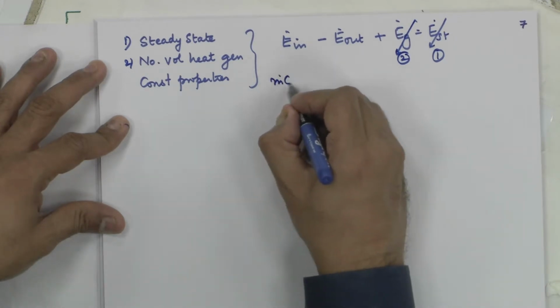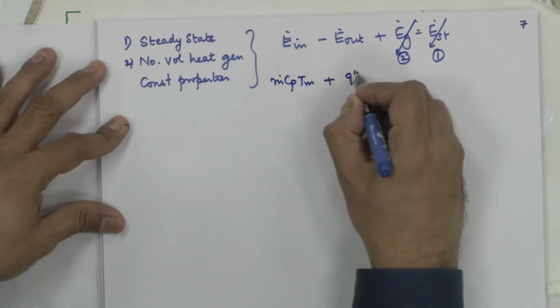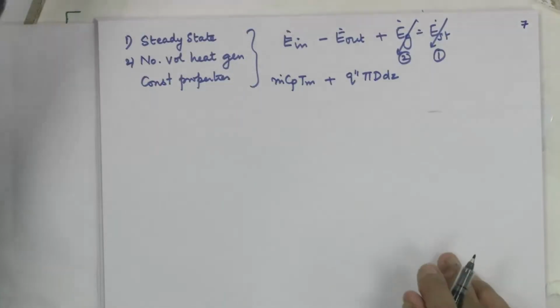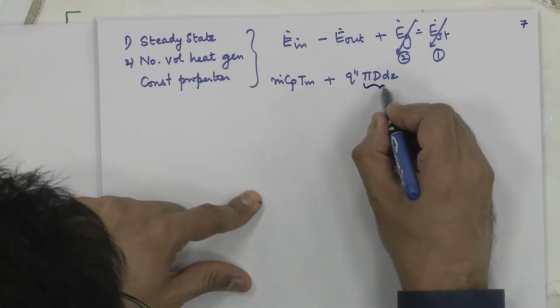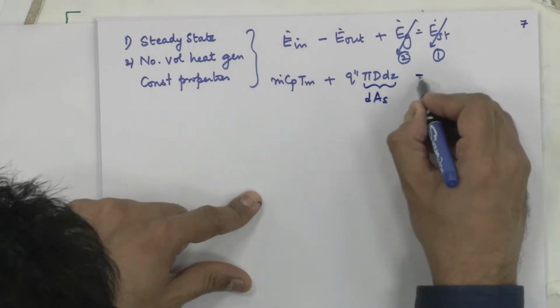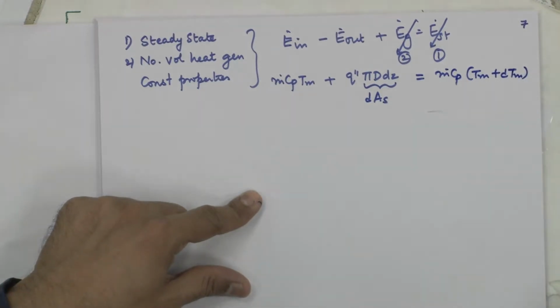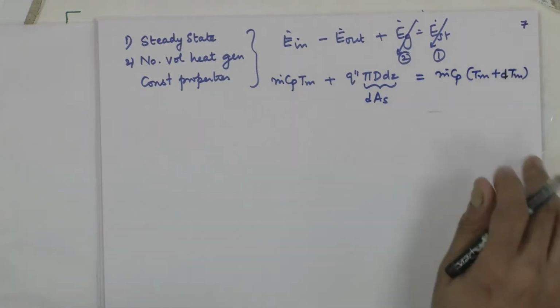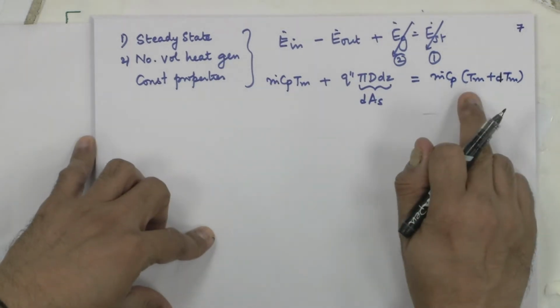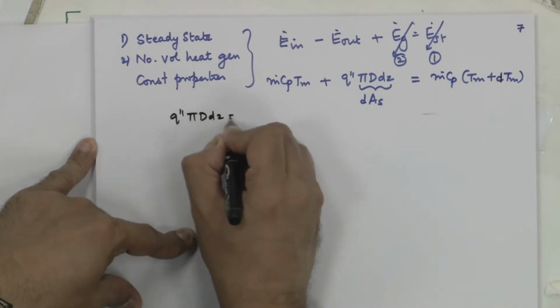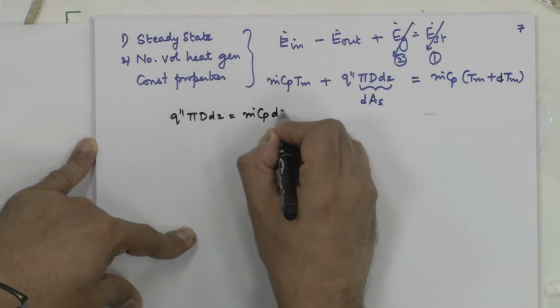E dot in is m dot Cp Tm plus q double prime pi D dz. The diameter of the pipe is capital D, and heat flux times the surface area dAs is equal to m dot Cp (Tm plus dTm). Heat is being added, so the temperature is increasing. Because the temperature is increasing, this has become Tm plus dTm. So if I simplify, I get q double prime pi D dz is equal to m dot Cp dTm.